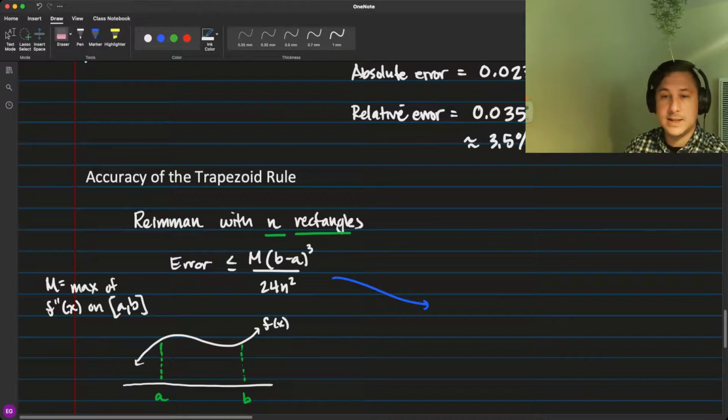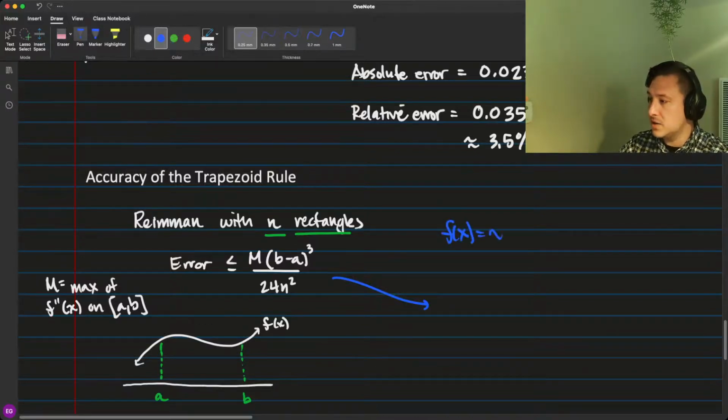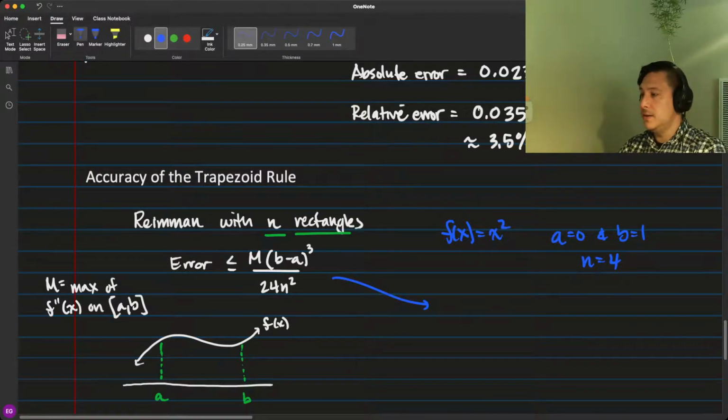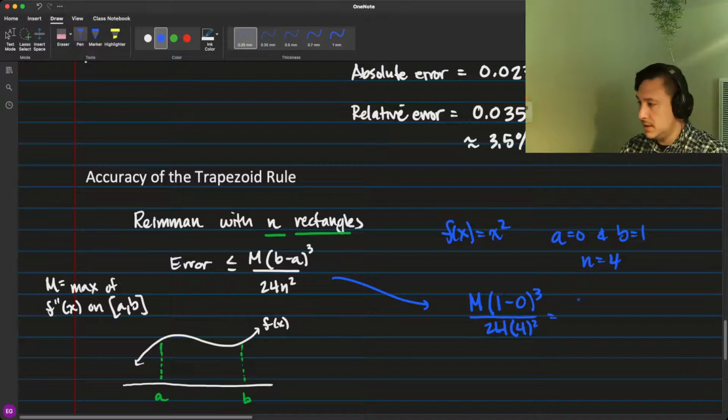Okay, let's say that you were estimating the area under x squared between 0 and 1 with 4 rectangles. So you would plug everything into this formula. Let's forget about the M for right now. You'd get (1 minus 0) cubed over 24 times 4 squared, which is M over 384, just like we got before.